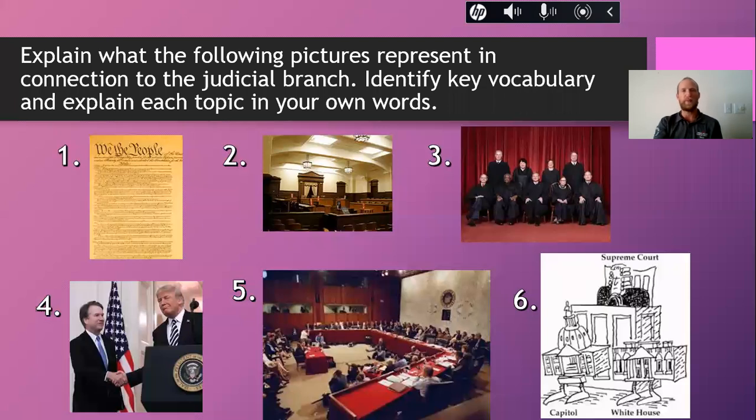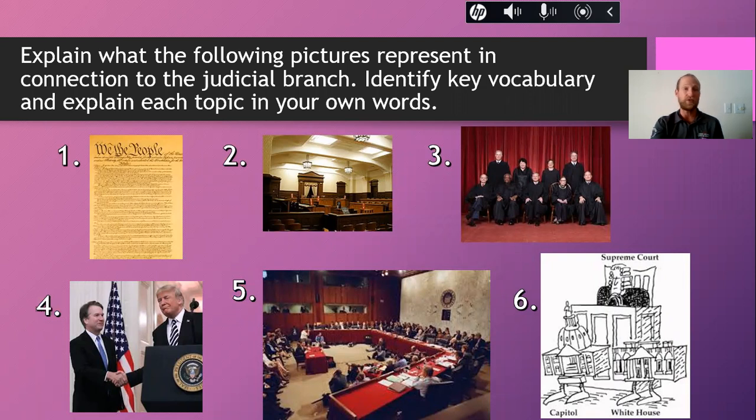So the directions for the Pictionary said to explain the following pictures and how they connect to the judicial branch. I wanted you to identify some key vocabulary terms that are associated with the picture and then explain a little bit about that topic. So make sure you are reading the directions very carefully.